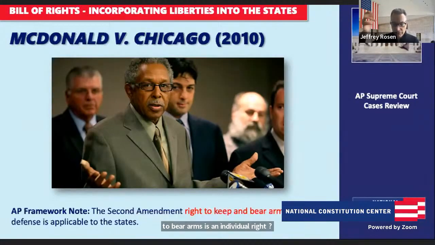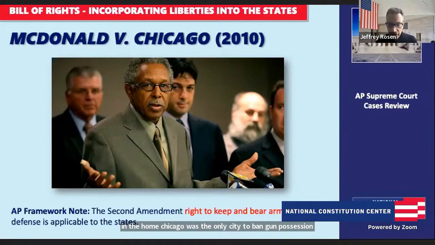And McDonald just piggybacks on Heller, and the two cases together say neither the states nor the feds can ban gun possession in the home because the right to possess a gun in the home is protected by the individual right of self-defense, which is recognized by the Second Amendment.